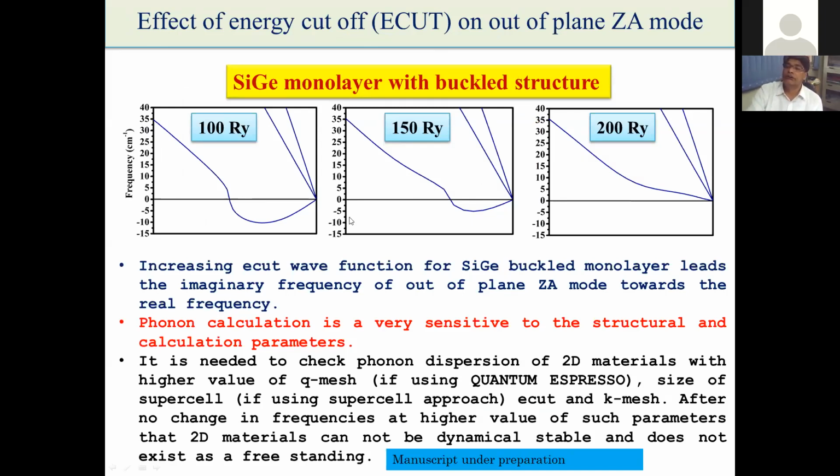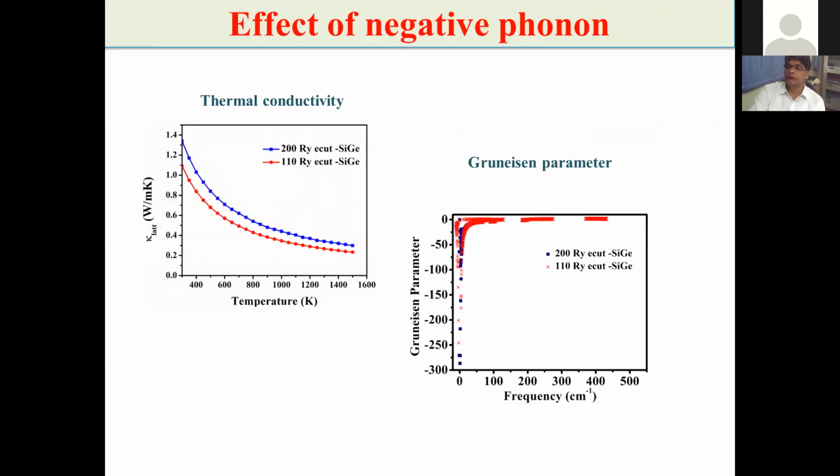Another case, because these were all reported somewhere, we tried a SiGe monolayer with a buckled structure. With an energy cutoff of 100 Rydberg, it gave an imaginary phonon, and also at 150 Rydberg. When we go for 200 Rydberg, it is real, right? What I want to say is that phonon calculation is very sensitive to the structural and calculation parameters. That means you have to have very good optimization, as well as a very high threshold value in these cases, right?